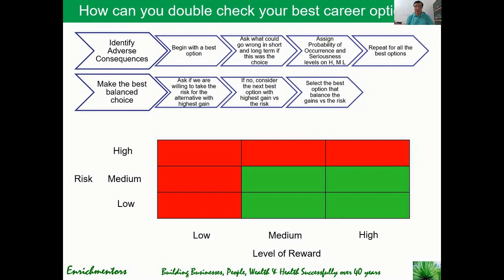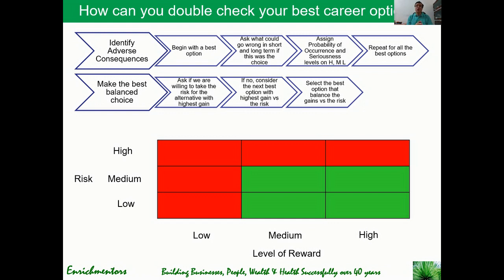So you go to the best choice, the top ranked, number one ranked option, and then you ask this question: am I willing to take the risk of these adverse consequences happening and their impact, along with its gains? If the answer is yes, wonderful, you've identified your balanced option. That means you're saying, I like the gain, but I'm also willing to take the risk. So it's an acceptable risk to me.